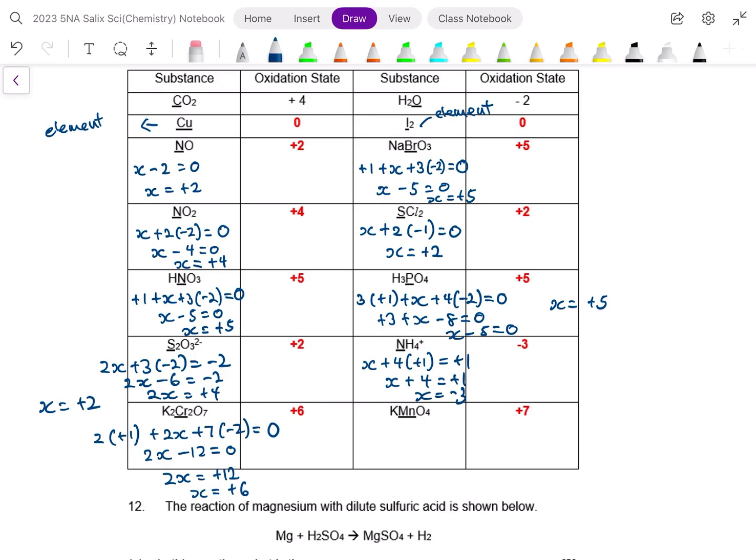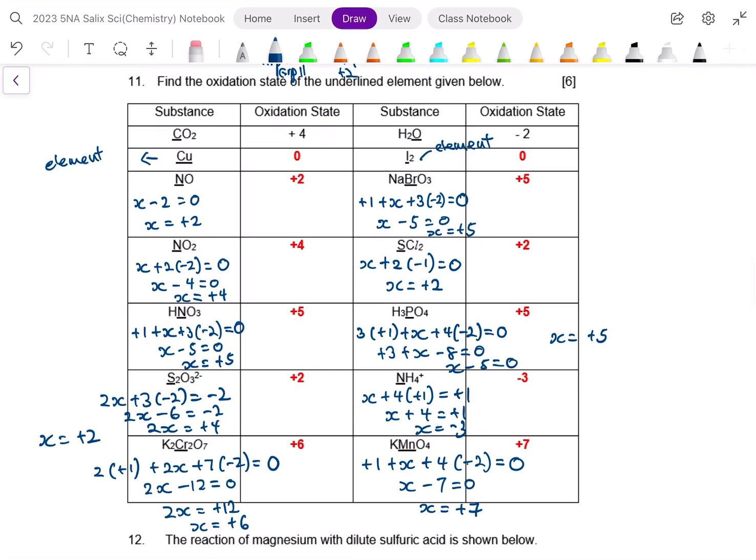And then for potassium it is +1, and manganate, which is what I'm finding, is x. I have 4 oxygen, each one is -2, overall equals 0. So x minus 7 equals 0, x equals +7.